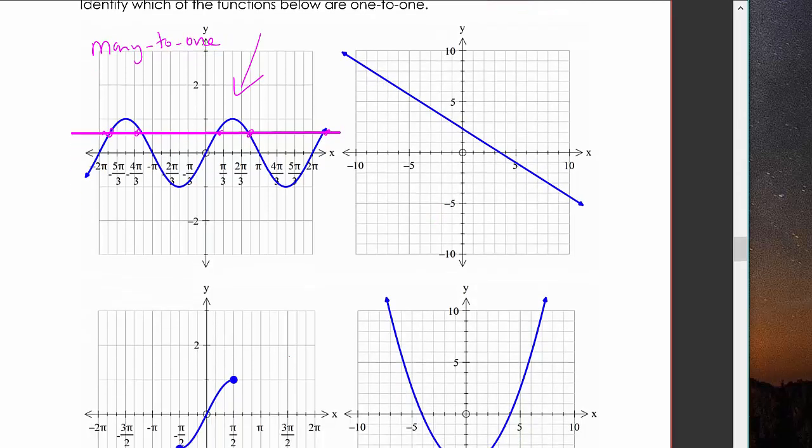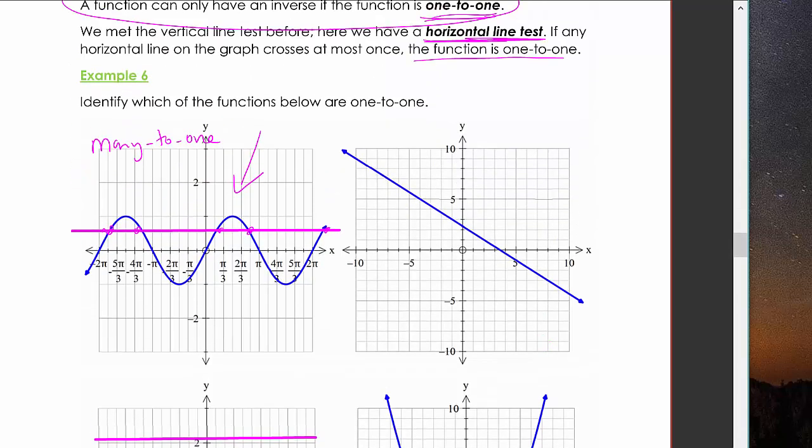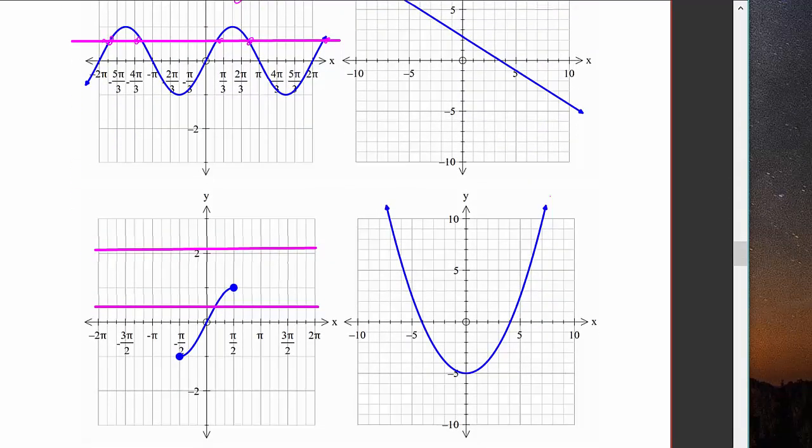This down here is also sine x. I might as well do this one next. So draw any horizontal line on there. It's either going to cross once, or if it's up here, it's not going to cross at all. And not crossing at all is absolutely fine. Remember that it says at most once. So once or no times at all. So this one is one-to-one. And that means we can find an inverse.